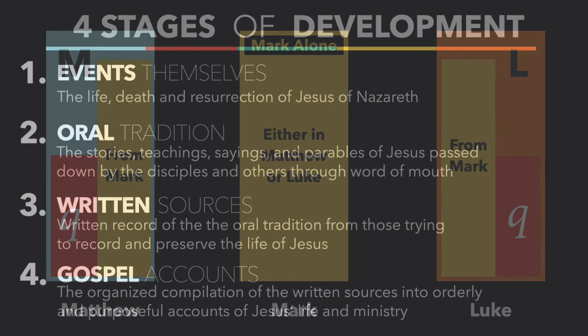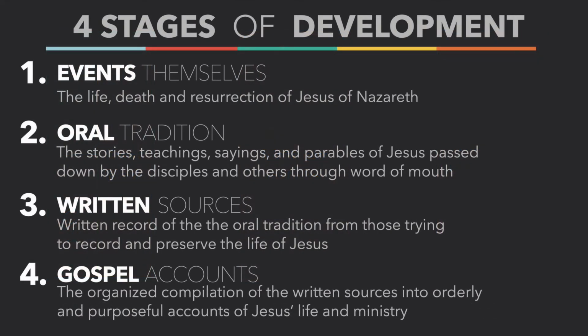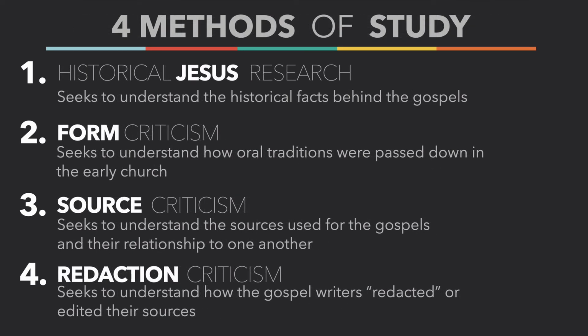Now, we had said in our previous video that the stages of development of the sources were that first you have the events themselves, then you have the oral tradition, then you have the written sources, which is what we're talking about here, and then you have the Gospel accounts, which is the compilation or the organization of the written sources. Along with that, you have four methods of study. Historical Jesus research seeks to understand the first stage, the events themselves. Form criticism seeks to understand the oral tradition. Source criticism wants to understand the source relationship. That's what we've been doing here in this video.